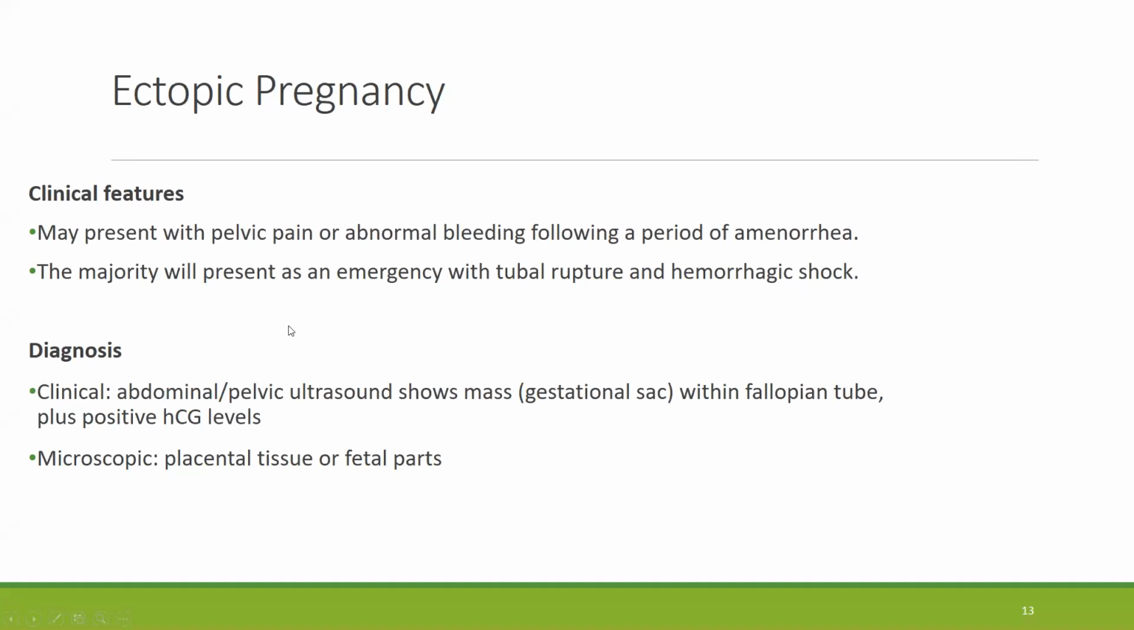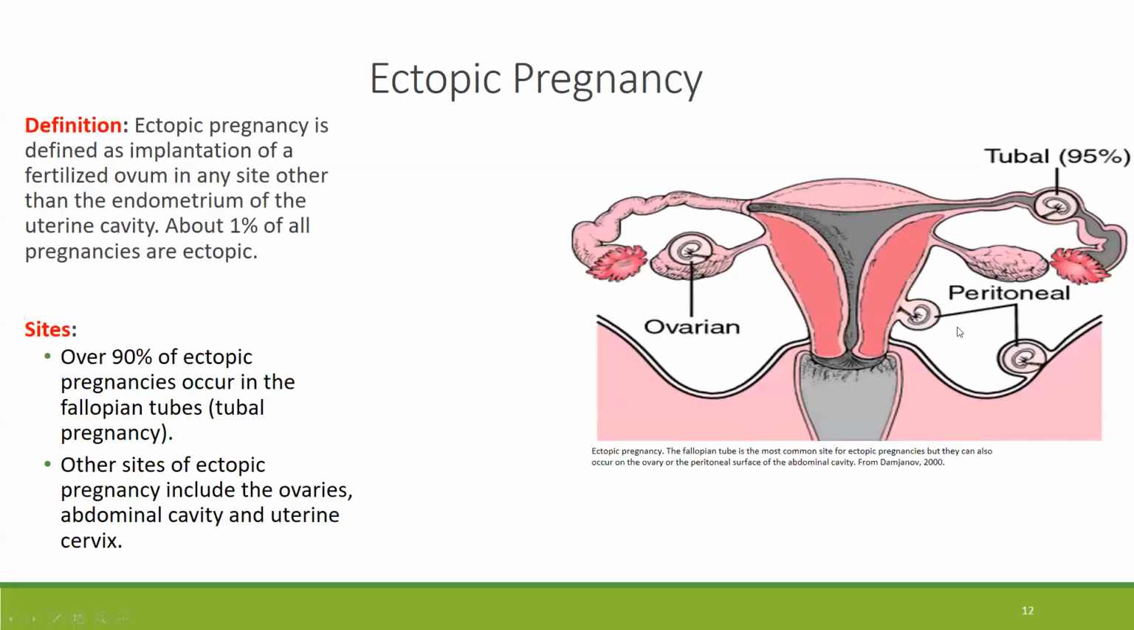Diagnosis, in addition to the clinical presentation, we do the ultrasound to check that there is a problem in the fallopian tube. In the microscopic, we see placental tissue or fetal part. Remember, we see the fetal part and the placental tissue whenever we take the fallopian tube by surgical excision. While if we check for the uterus in the ectopic pregnancy, let me show you.